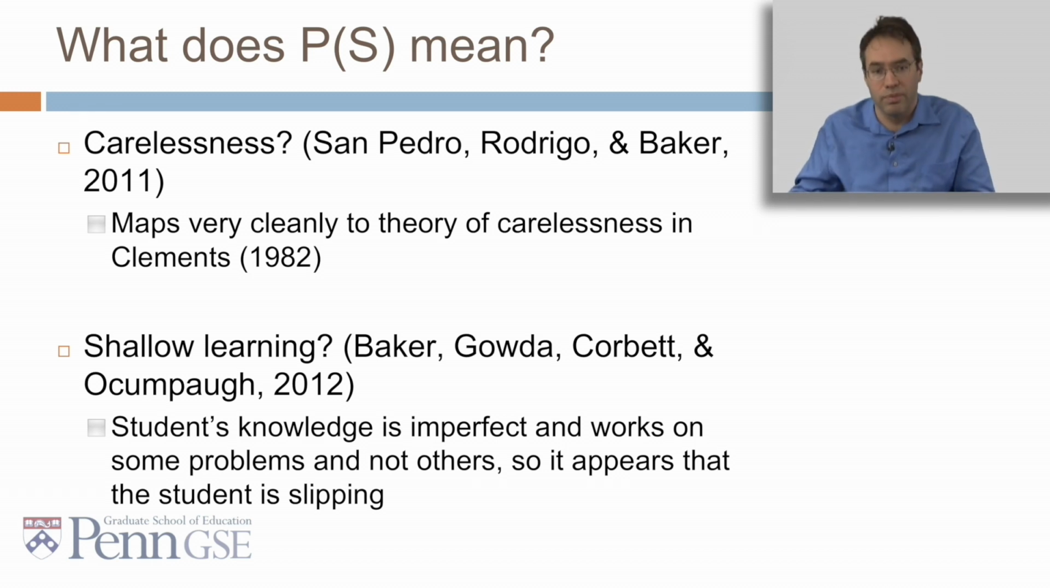But there's a second possibility, which is shallow learning. Perhaps the student's knowledge is imperfect, and so it works on some problems and not others, and that makes it appear that the student is slipping. We don't necessarily have a clear answer for which of these it is at the moment.